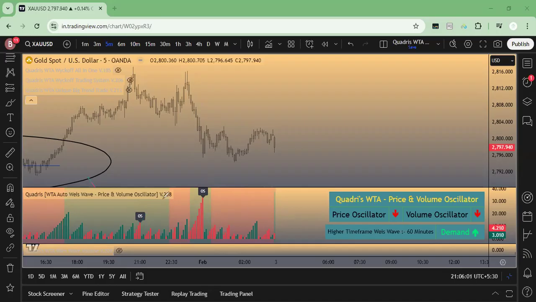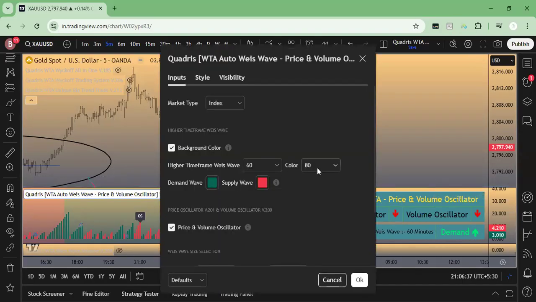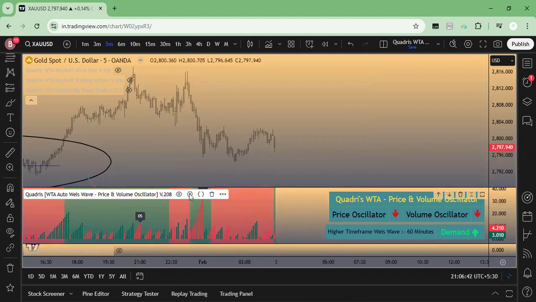So now the beauty of this 208 version is that we have price oscillator, we have volume oscillator, we have this added feature in the form of depicting demand with an upward green arrow and supply with a downward red arrow, as well as the background. You can see the background is red, and in the same manner for demand, the background is green. If you go to the indicator setting and change the opacity to 50, let's say, you can see the color has changed.